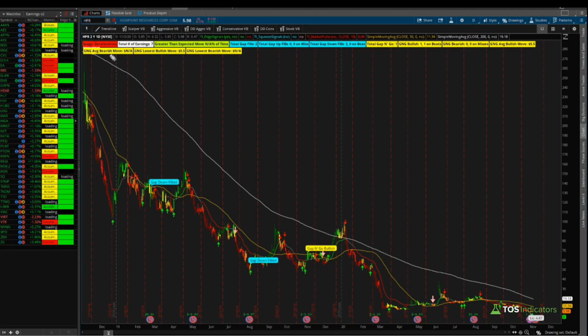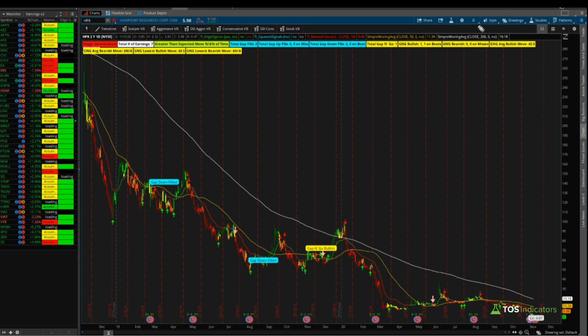And on the right-hand side here, you'll notice I have a couple different indicators. So we have just our basic moving averages. The white line is the 200 simple. The yellow is the 50 simple. But most importantly, we have our Smarter Earnings Indicator right here. This is a free indicator for those of you that would like to follow along. I'll make sure it's linked in the description box.